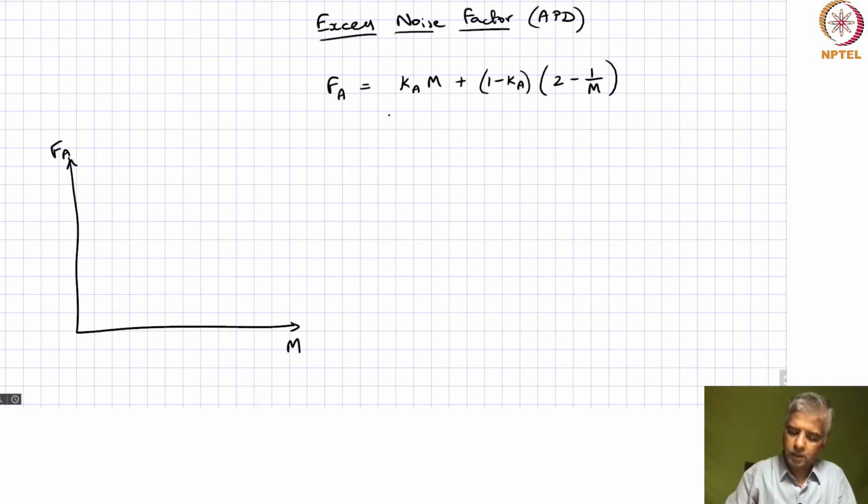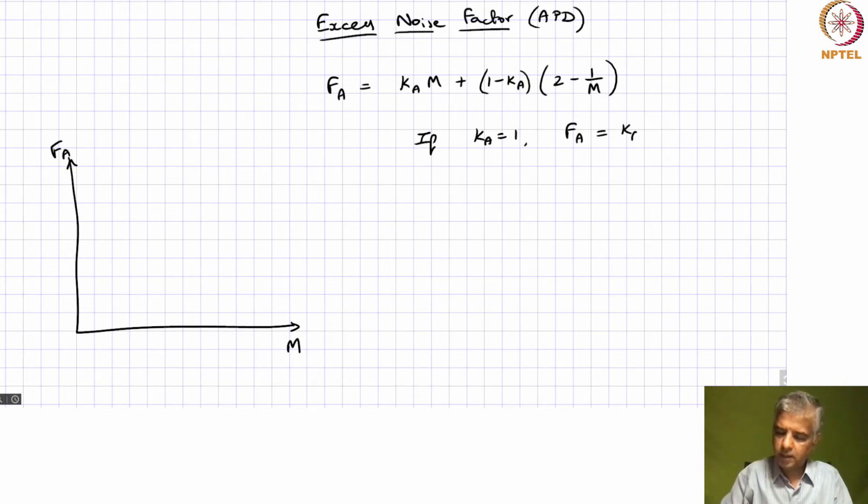Now, to look at that, first of all, we can substitute different values of Ka and see how this expression works out. The easiest thing is if Ka equals 1. So what happens? Well, if Ka equals 1, then the second term disappears and you are just left with that first term. So this is basically F_A equals Ka multiplied by M.